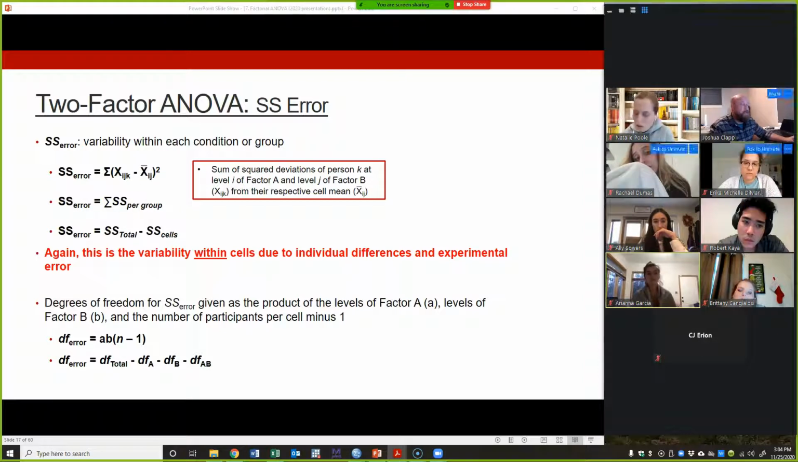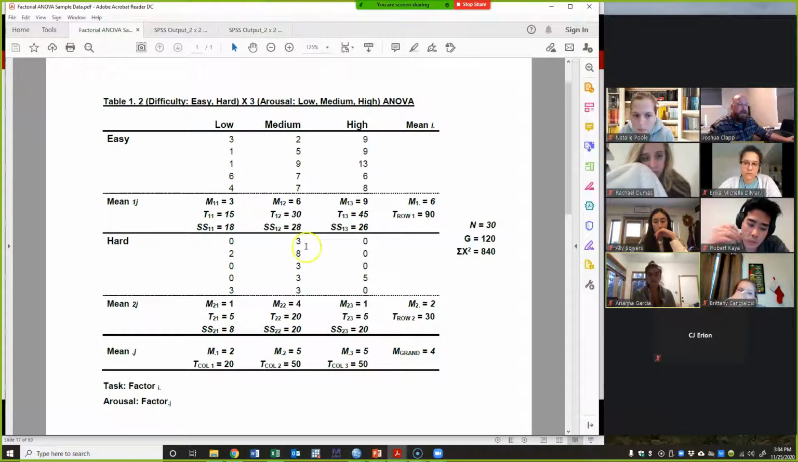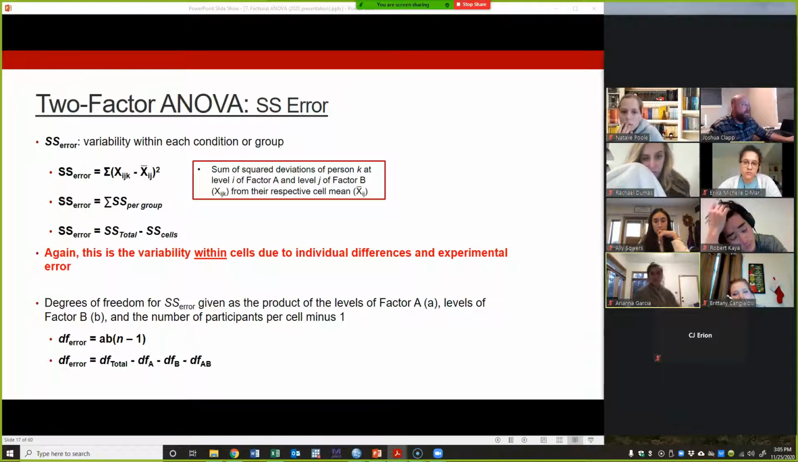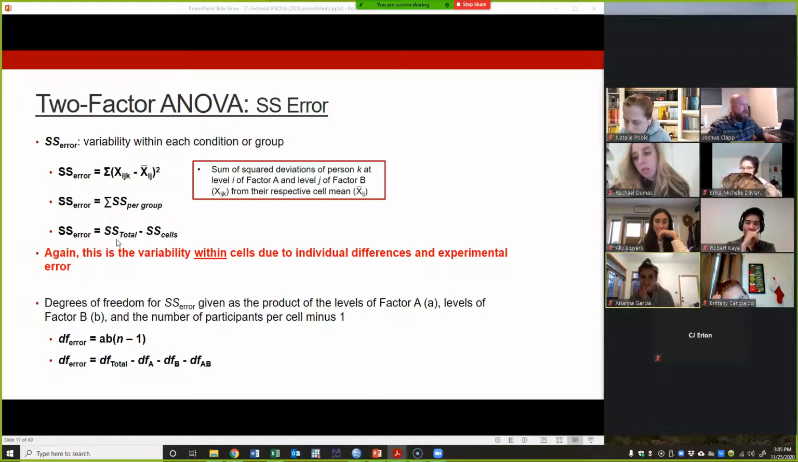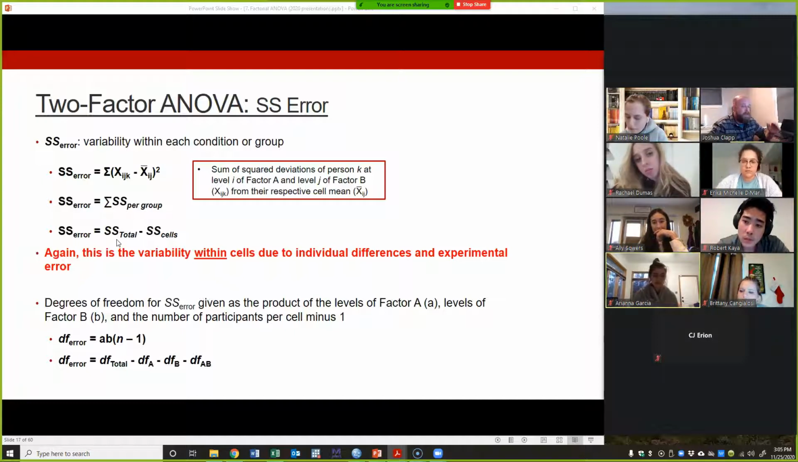Computationally, we can take a shortcut here: we can just take the sum of squares for this group plus this group plus this group, and so on for all six cells, and that gives us the same thing. We can also get our sum of squares error by subtraction. If we take the sum of squares total and subtract sum of squares cells, which we haven't talked about yet, then, thinking of total as the total piece of the pie, sum of squares cells is basically all of the between groups variability in the data. So if I take the total minus the stuff that's between, what I'm left with is just error.